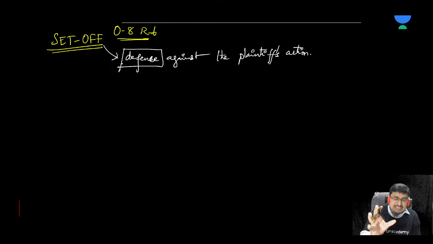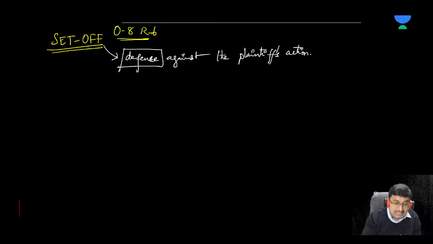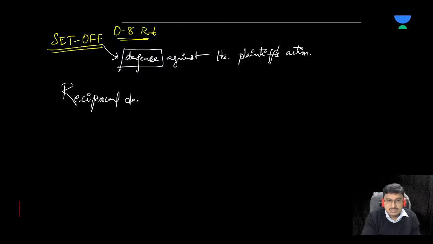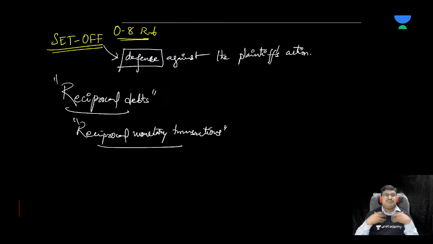Here, the speciality of the set off, and the characteristic which differentiates the set off from the written statement, is that there must be some reciprocal debts, or reciprocal monetary transactions, between the plaintiff and defendant, friends. Wherever there are reciprocal debts between the plaintiff and defendant, then only the concept of set off can be initiated as a defense against the plaintiff's action in his plaint.